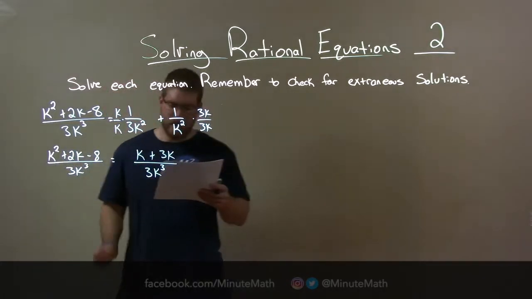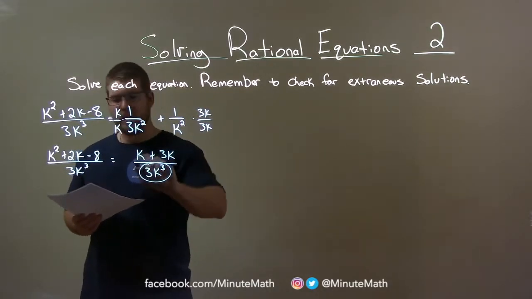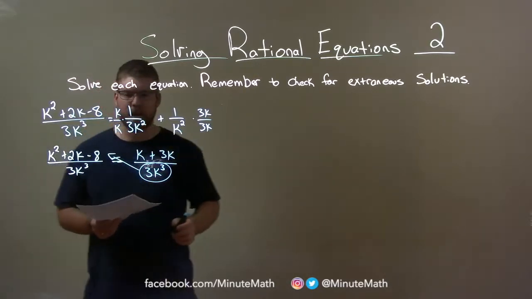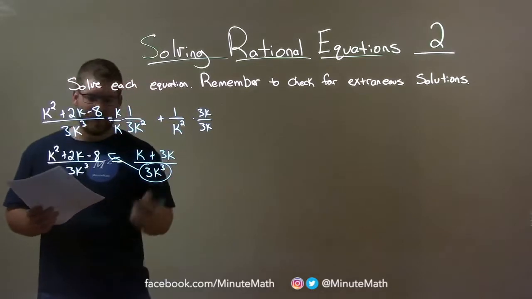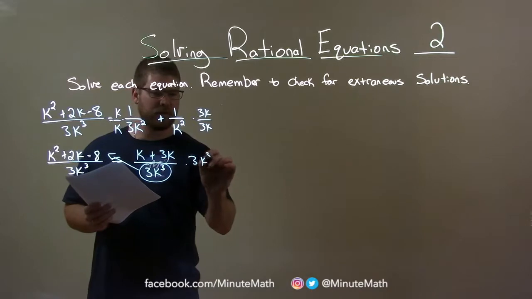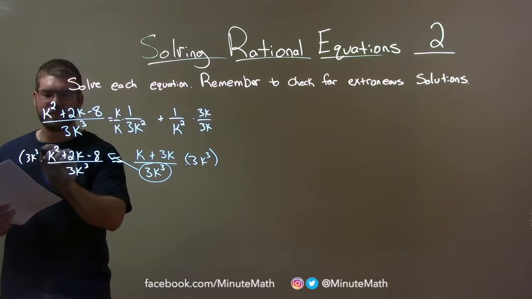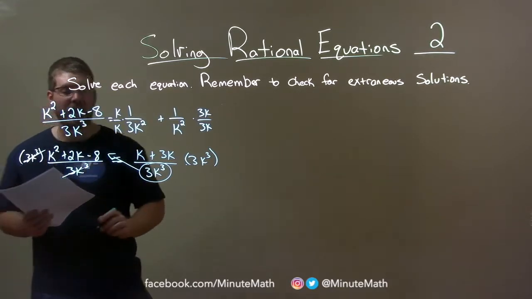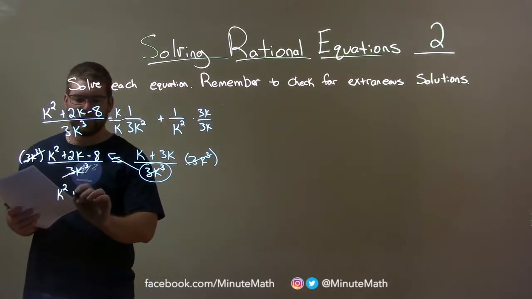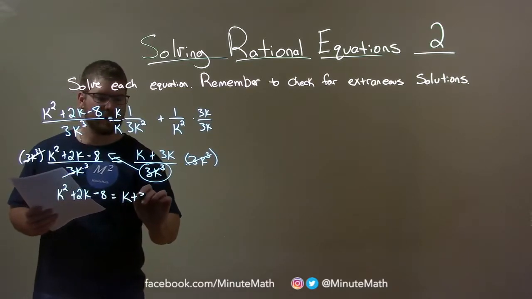Alright, now watch this little trick I like to do. I'm going to take this whole denominator here, and it's kind of like cross multiplying, but I'm only multiplying this one up and across. So I'm going to multiply both sides by 3k to the third. I multiply both sides by 3k to the third, and that cancels out. And that leaves me with just k squared plus 2k minus 8 equals k plus 3k.